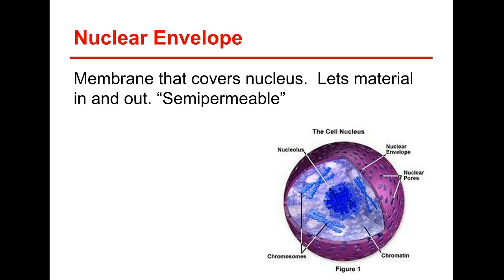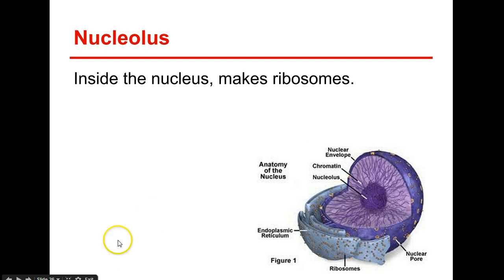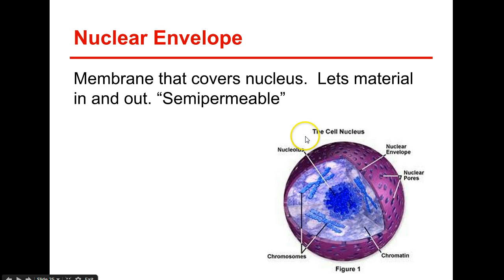Okay, nuclear envelope. So this is a picture of just a nucleus right here. The nuclear envelope is the membrane on the outside of the nucleus that lets things in and out. It looks kind of like a golf ball, but instead of little dents, it has pores. It covers the nucleus and lets things in and out. Specifically, it's going to let information that's read from this DNA, these chromosomes, out into the cell so we can use it.